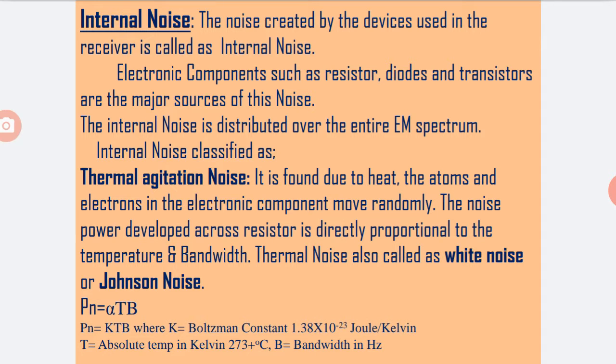The noise power developed across the resistor is directly proportional to the temperature and the bandwidth. So thermal noise is created in the resistor, whose noise power is directly proportional to the temperature and bandwidth. If the temperature is increasing, the noise power is also increasing, and if the bandwidth is increasing, the noise power also increases. The thermal noise is also called white noise or Johnson noise.